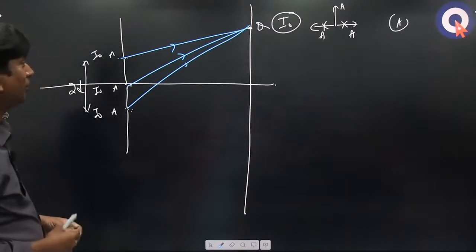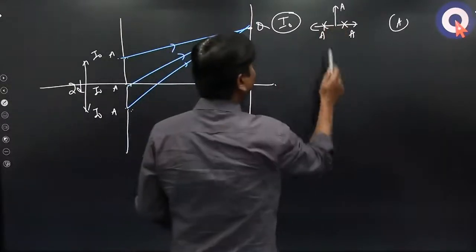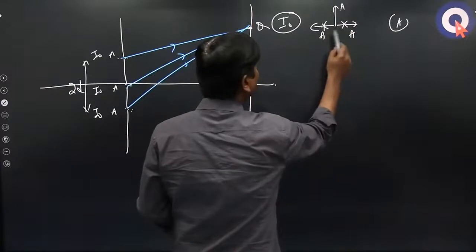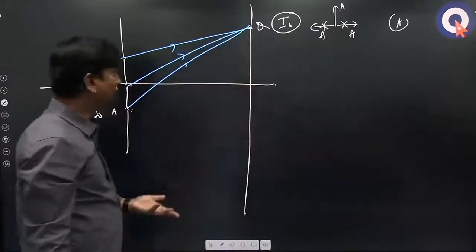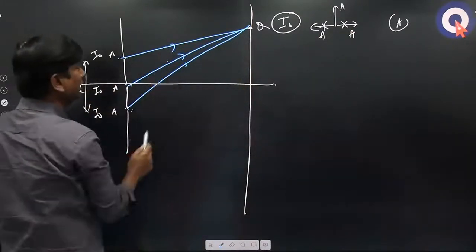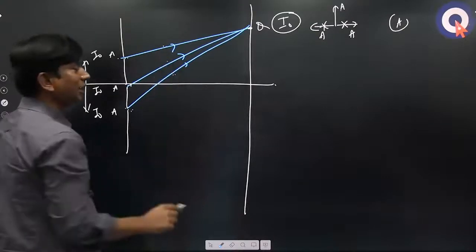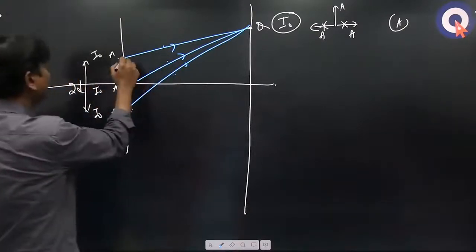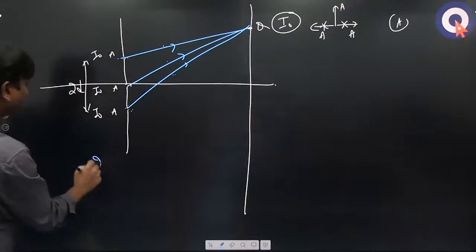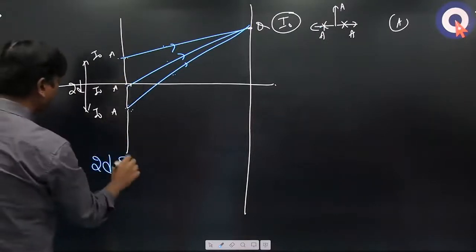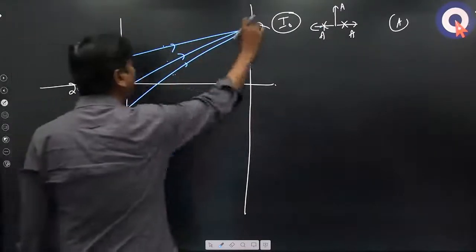So what we'll do? In between, one should be there. Between these two 90s, automatically between these two 180. So the same thing I'll apply. Between these two 90, between these two 90. So between this one and this one automatically 180. So between this one and this one is what? 2d sin theta is equal to 180 degrees.